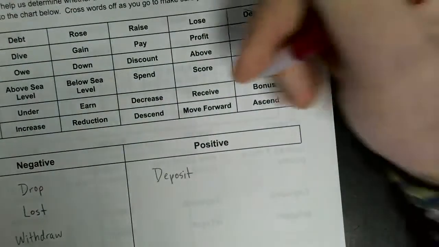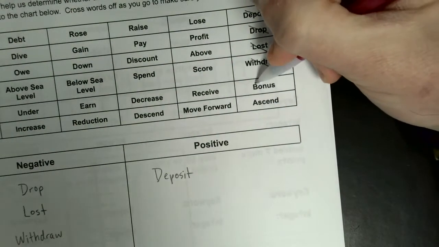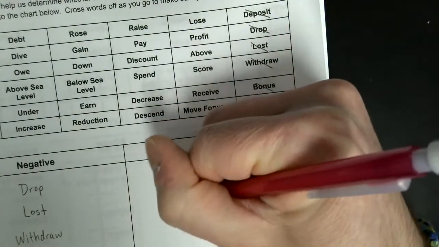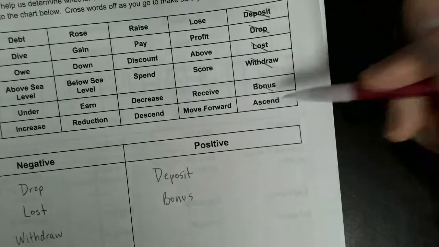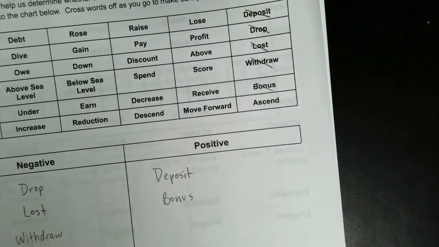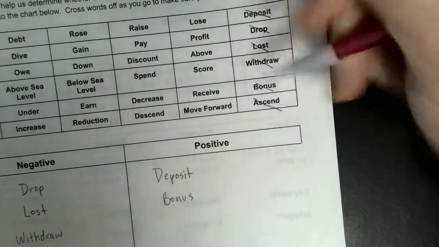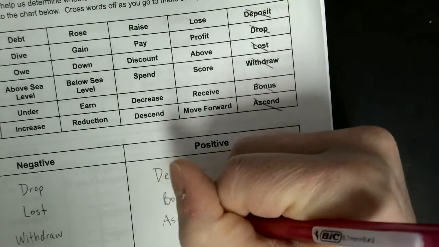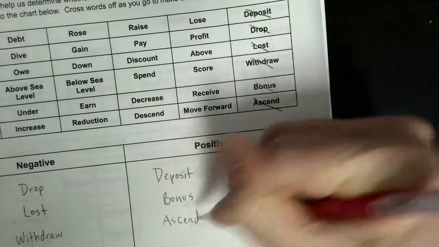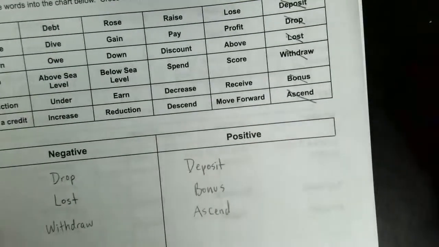Bonus, that's like an extra, added-on thing. That's going to be positive. A positive number can be used to show a bonus. Ascend. That's kind of like a plane where if a plane ascends, that means it's rising. It's rising in elevation. So ascend, I would think would be positive. All right, let's do one more column together. Then I'm going to have you try the rest on your own.